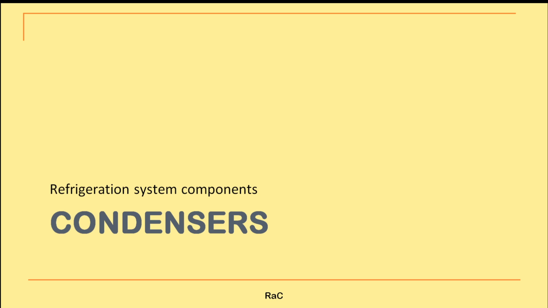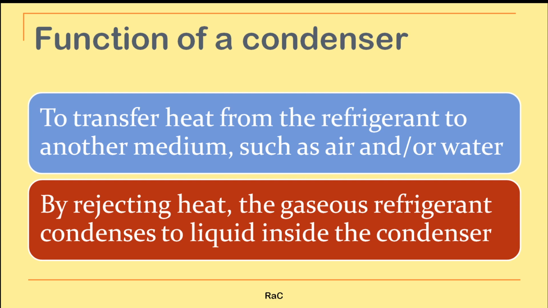The heat absorbed in the evaporator in a refrigeration system will be rejected at high pressure in the condenser. Actually, in the condenser, there will be a phase change process taking place. The vapor refrigerant will be transformed into liquid refrigerant by rejecting its latent heat. So, these are the functions of a condenser: to transfer heat from the refrigerant to the medium, such as water or air. By rejecting heat, the vapor refrigerant condenses to liquid. So heat rejection is taking place in the condenser.